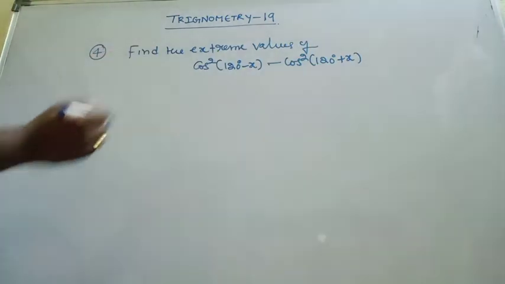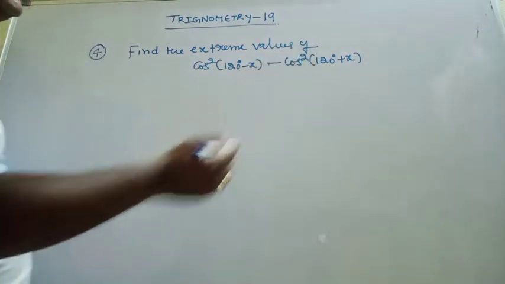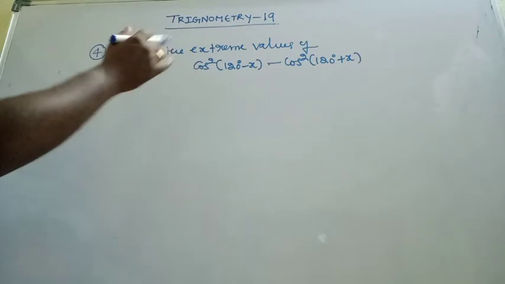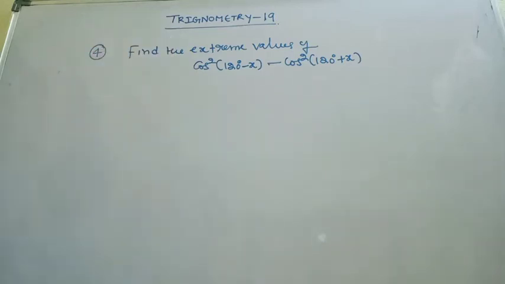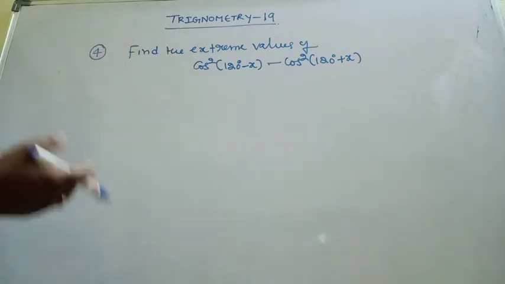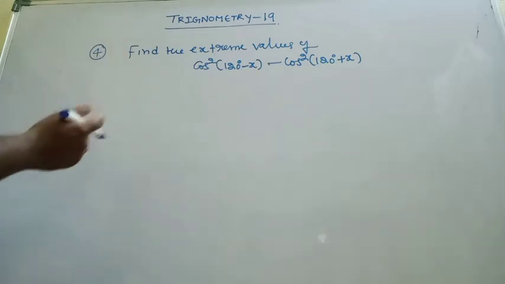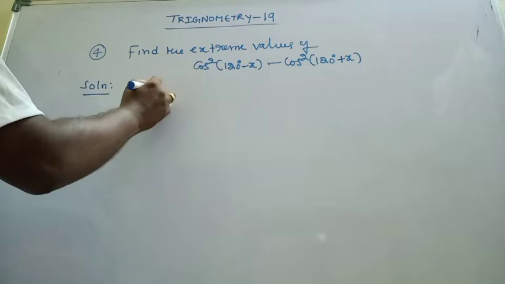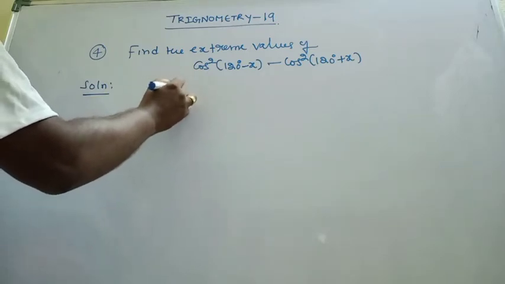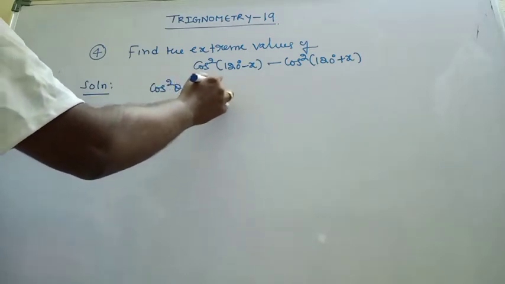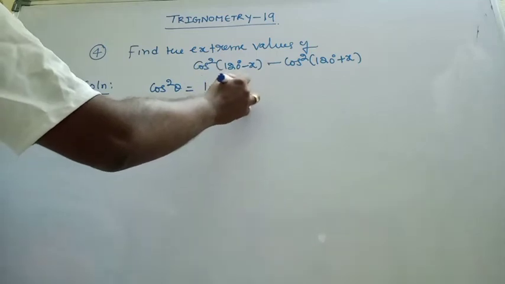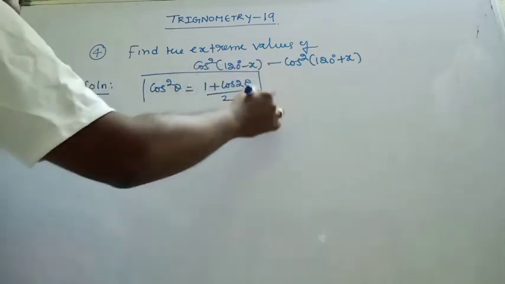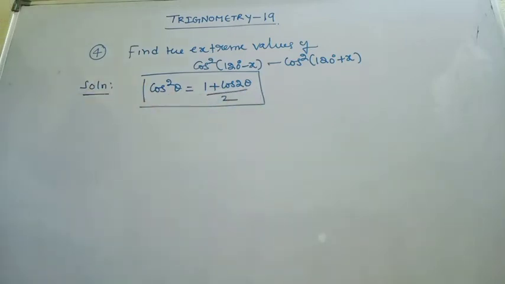Find the extreme values of cos square 120 degrees minus x minus cos square 120 degrees plus x. This already we did something like sine square 60 degrees minus x minus sine square 60 degrees plus x. Same way we are going to do this problem now. You see, my dear students, you know that as well. I told you that cos square theta is equal to, using the cos 2 theta formula, I told you how you will be writing. Write this: cos square theta equal to 1 plus cos 2 theta by 2, right?